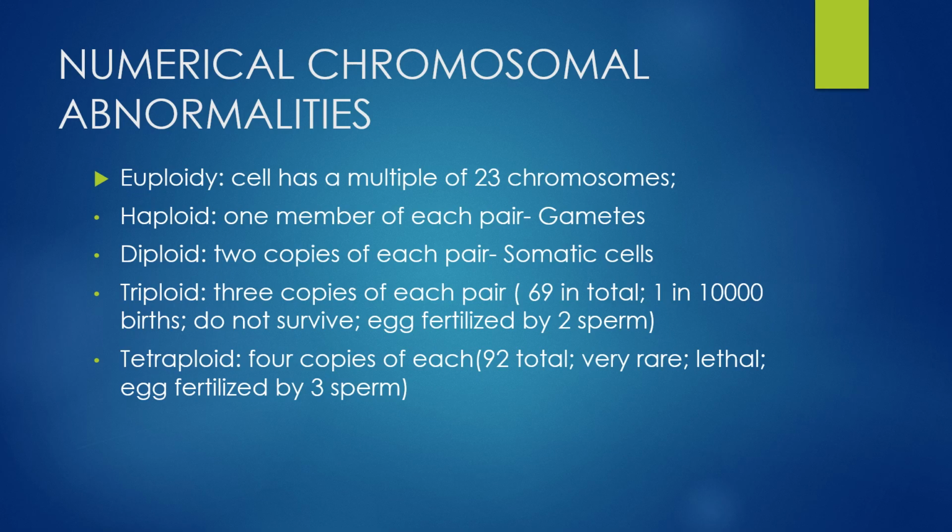Diploid, you have 2 copies of each pair. We see that in our somatic cells, and you have a total of 46 chromosomes. Now triploid and tetraploid are abnormal. In triploid, we have 3 copies of each pair, giving us a total of 69 chromosomes.